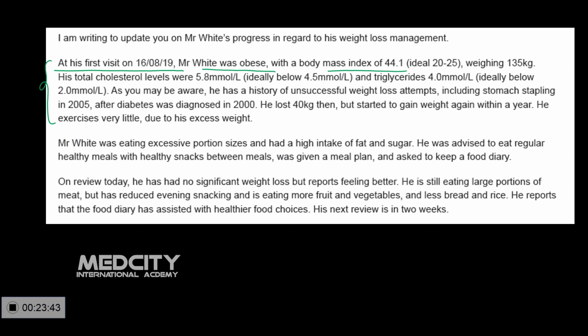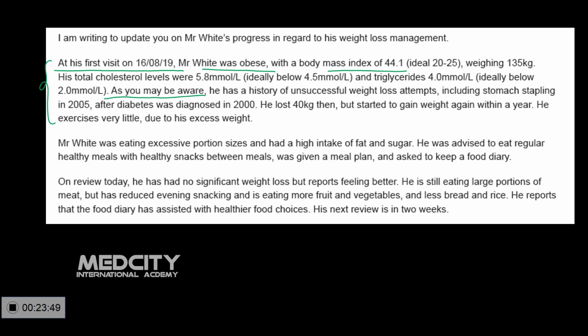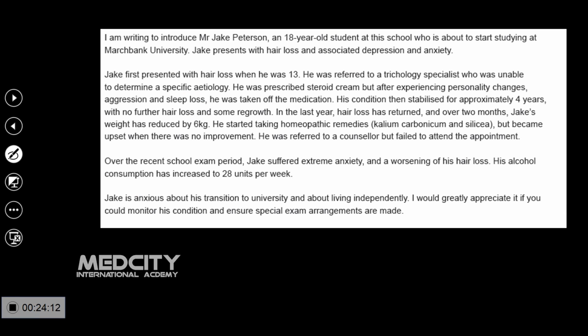Then you have phrases like, as you may be aware, he was diagnosed with diabetes due to his excess weight. So, you have a particular way of writing a paragraph. On review today, we know this is about the recent developments. Now, if we examine another paragraph, well, this has to be a letter that a nurse is writing. It says Jake first presented with hair loss when he was 13. So, we know this is probably the history of the patient.